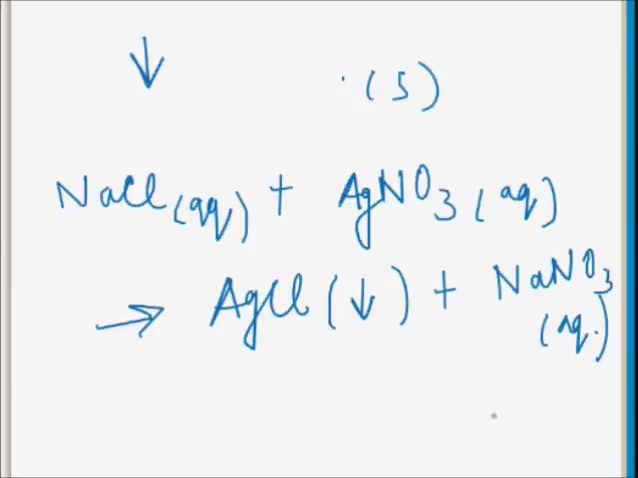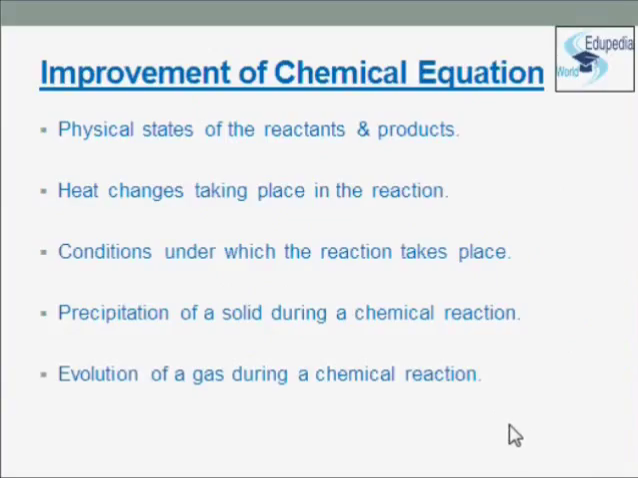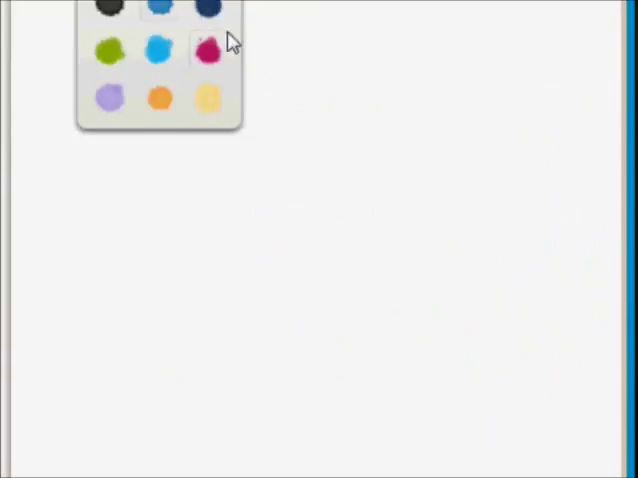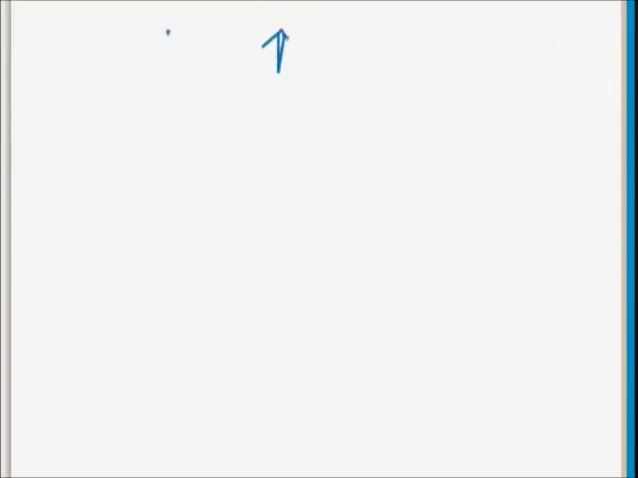Now let us discuss the next point: evolution of gas during a chemical reaction. Evolution of gas is indicated by placing an upward arrow. We can see it like this. We have to place an arrow pointing upwards like this. Evolution of gas is indicated by this arrow, or the letter G enclosed in first brackets immediately after the formula of the gaseous product without leaving any gap.